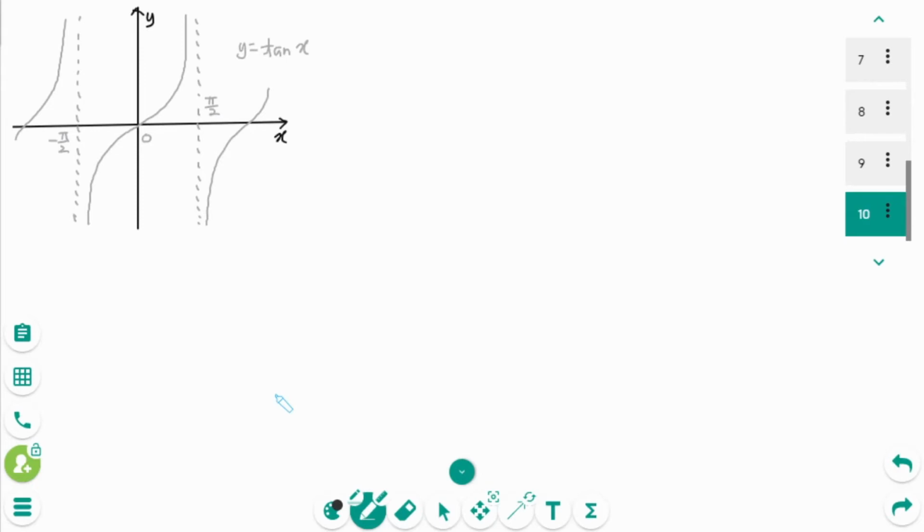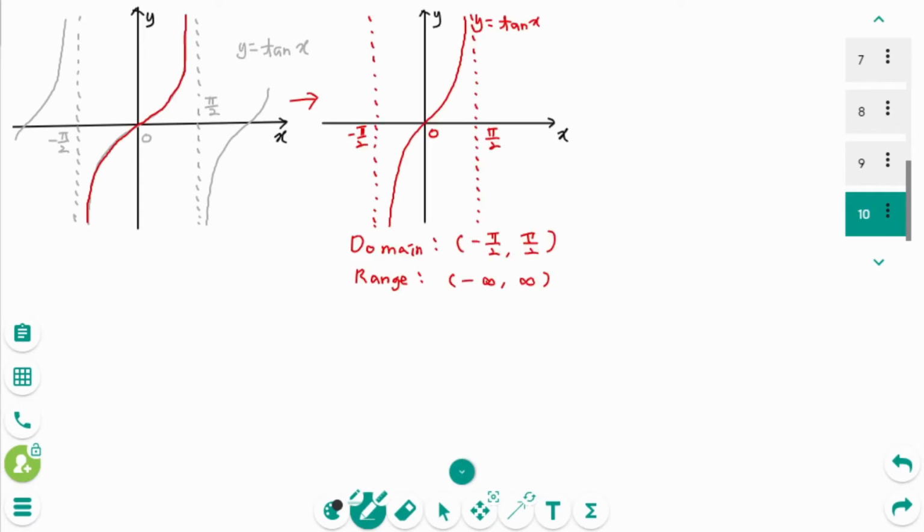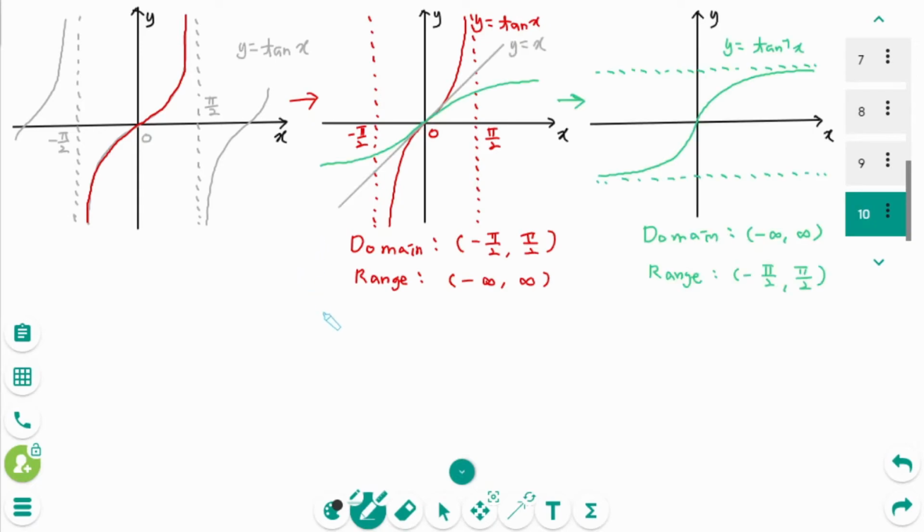Shall we prove the derivative of arctangent of x now? Y equals tangent of x is not 1 to 1. However, the tangent function with a restricted domain is 1 to 1. The graph of y equals tangent of x is reflected in the line y equals x. You will see the graph of arctangent of x. Now this domain becomes the range. This range becomes the domain.